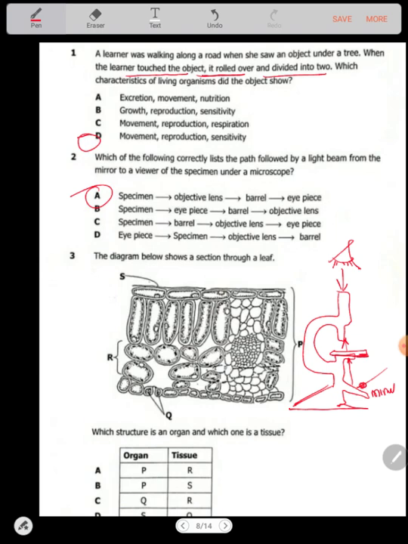Then the diagram below shows a section through a leaf. Which structure is an organ and which one is a tissue? Now you know that the leaf itself is an organ. So P is an organ. Now what is a tissue? A tissue is made up of a number of cells. Now when you look at this, it is a cell and it's a cell. So whether there are two cells or more than two cells, it's known as a tissue. So R becomes the tissue, and our answer there becomes A.